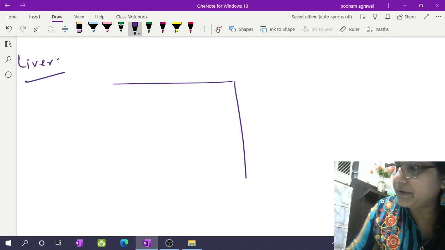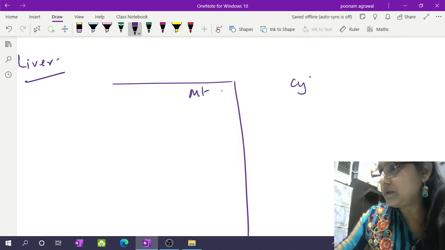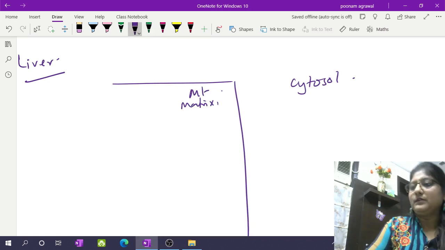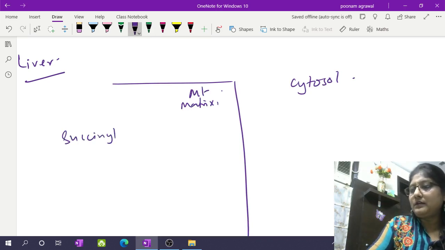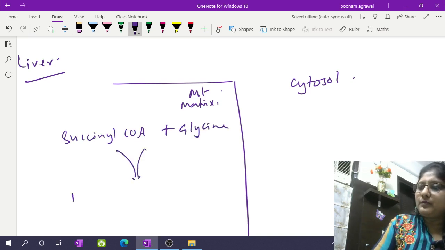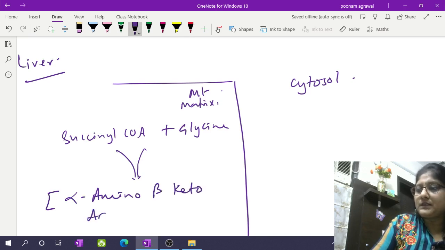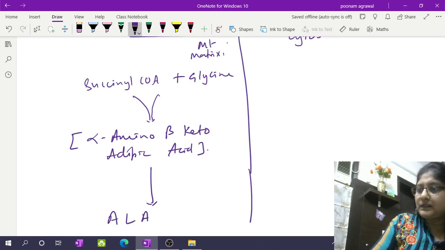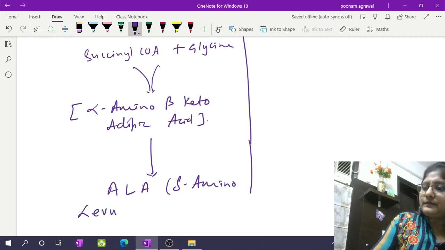This is the mitochondria where the process starts, and this is the cytosol. I have drawn the mitochondrial matrix. The precursor molecules for making heme are succinyl-CoA and glycine, which condense to form alpha amino beta keto adipic acid, an intermediate which is transiently formed during formation of ALA. So we are talking about synthesis of ALA, which is delta amino levulinic acid.